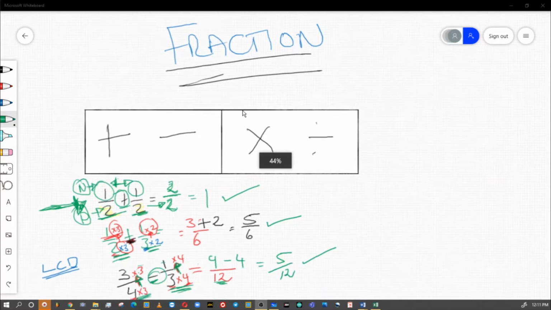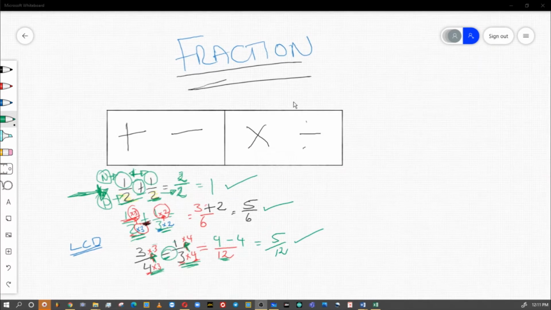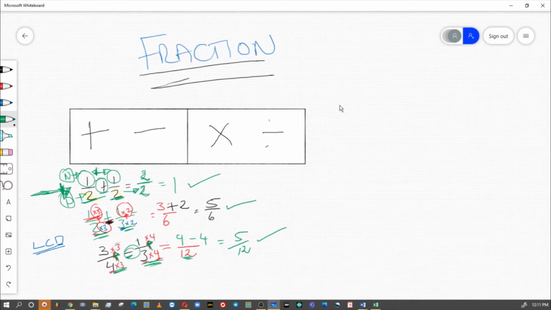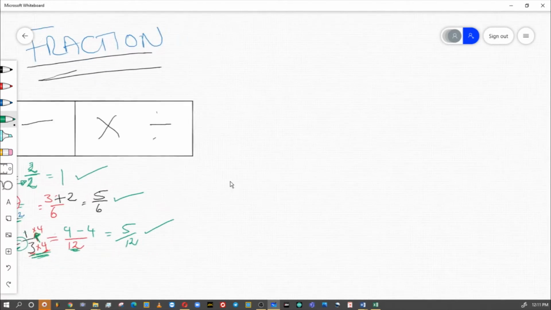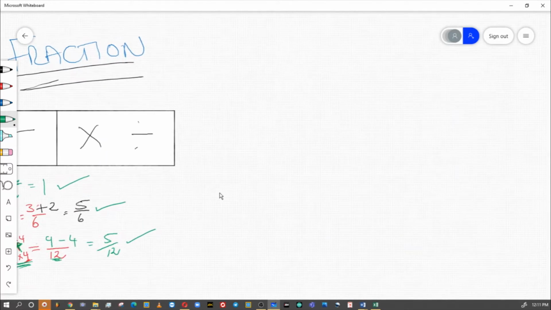Welcome to part 2 of the video. So basically, the first time we were learning how to add and subtract fractions. Now we're going to look at how to multiply and divide fractions.